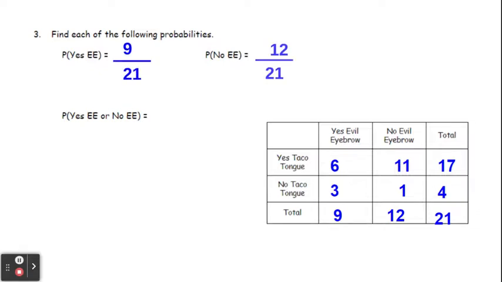The probability that they're no evil eyebrow is 12 out of 21. The probability that a student is yes, evil eyebrow or no evil eyebrow would be the entire class, 21 out of 21. Everybody in the class either can do the evil eyebrow or they can't. And we can get that by adding 9 out of 21 plus 12 out of 21. So just like we did in chapter 14, we can find the probability of 2 events combined with OR by adding the individual probabilities together. This was the addition rule that we used back in chapter 14.